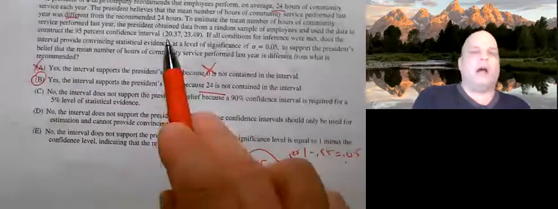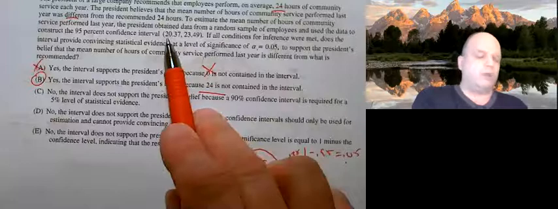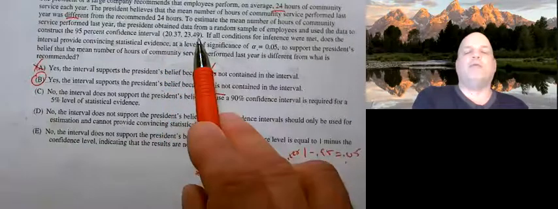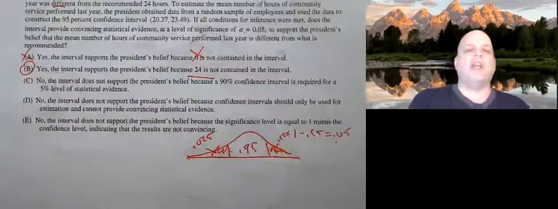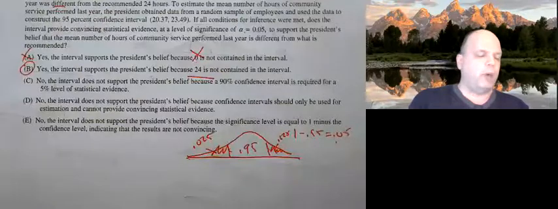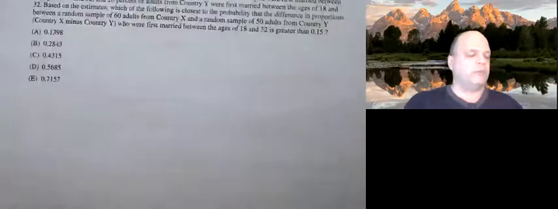All right, we have enough evidence because our bound was 20.37 to 23.49. 24 is not in the interval, so we can say that the president is correct. It was different than 24. In fact, it was less than 24 hours of service on average.